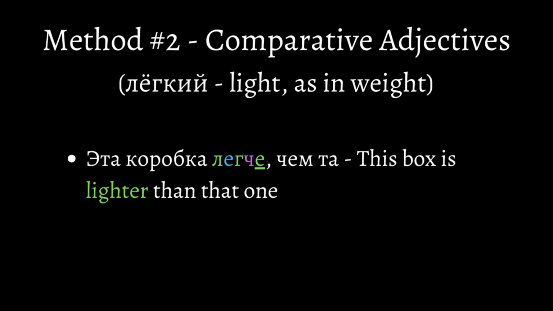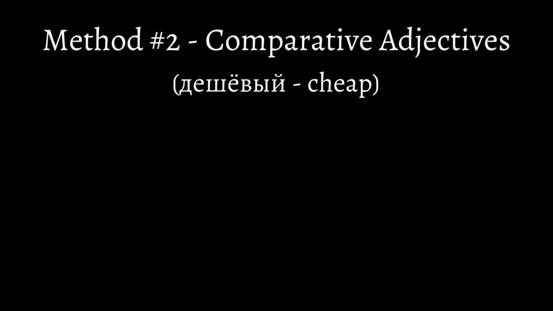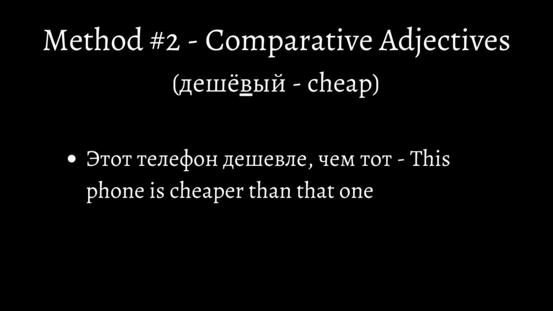Here we have дешевый, which means cheap, and even though it ends in v, it follows the second pattern along with an additional letter. Этот телефон дешевле, чем тот. This phone is cheaper than that one. Дешевый drops the ending, gets the simple ending ye, having one form, as in English, changes yo to ye, and adds l after v.